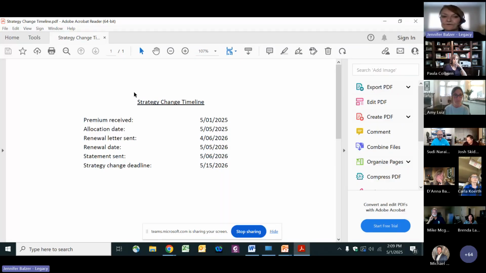So in this example, the renewal letter is going to be sent out on 4/6 of 2026. It's not being sent out on 4/5 because 4/5 happens to fall on a Sunday, so it would be sent out on the following Monday, which would be 4/6. And then the renewal date would be 5/5 of 2026. The next thing to happen would be on 5/6, 2026, the statement would be sent out, and then the deadline to change the strategy in this example would be May 15th of 2026.